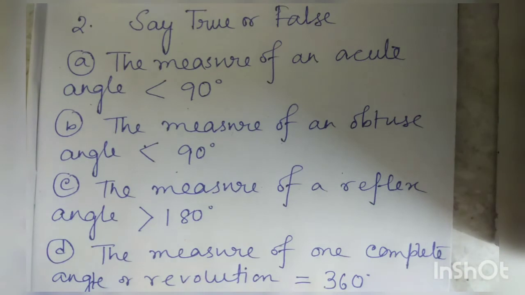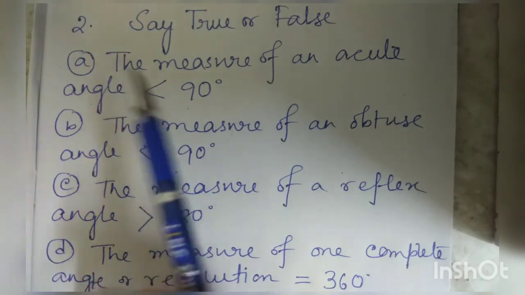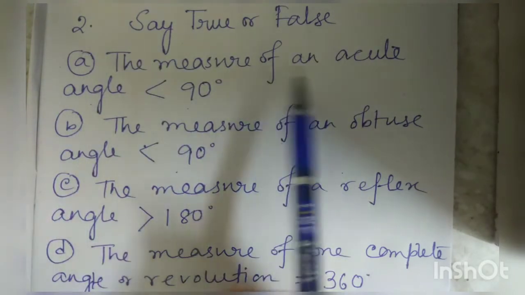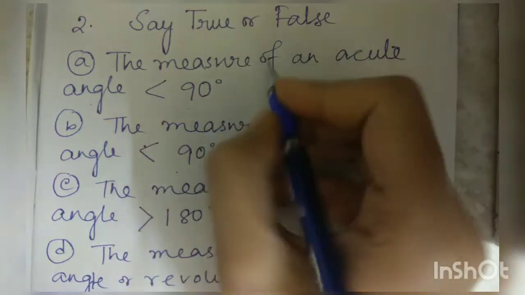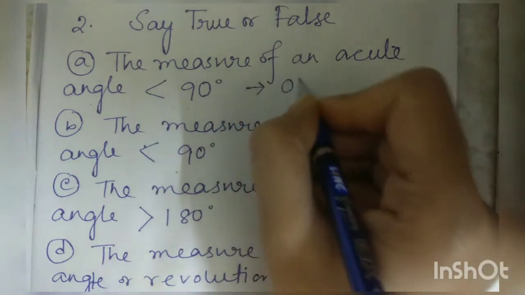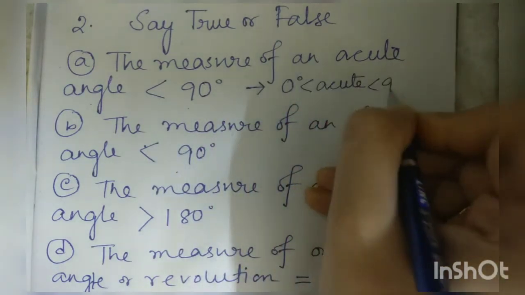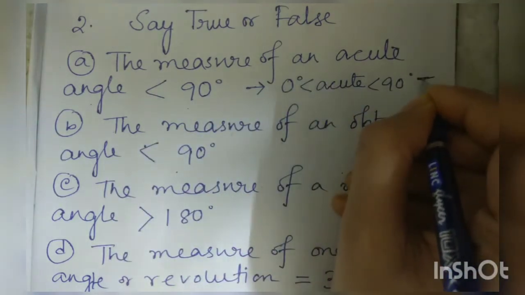Now in question number 2 it is written, say true or false. So we have to say whether these statements are true or false. Now we all know all the definitions of different angles. The measure of an acute angle is less than 90 degree. This is very clear that an acute angle is more than 0 degree and less than 90 degree. So the statement which is given over here is true.